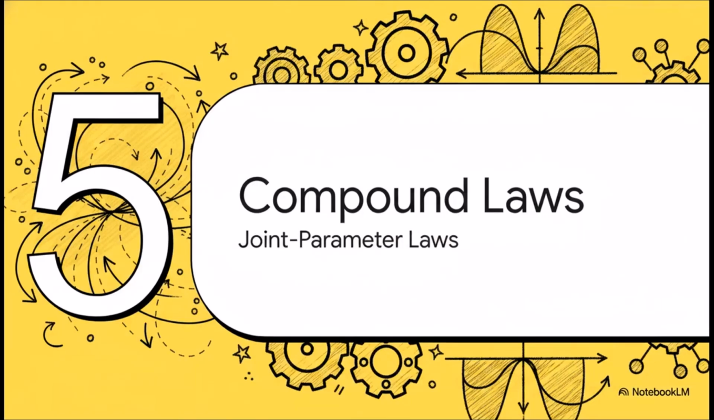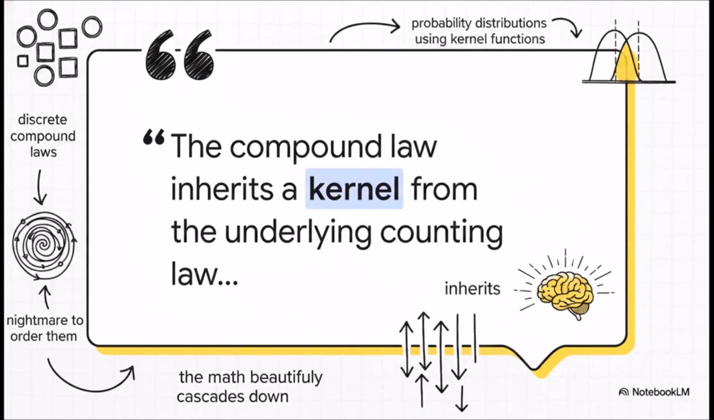Moving right along to Section 5, compound and joint parameter laws. This is where we really see just how portable these kernel criteria are. If you're working with discrete compound laws, say a random number of independent and identically distributed terms, it sounds like an absolute nightmare to order them, but Derbazi reveals that, quote, the compound law inherits a kernel from the underlying counting law through a posterior averaging identity, end quote.